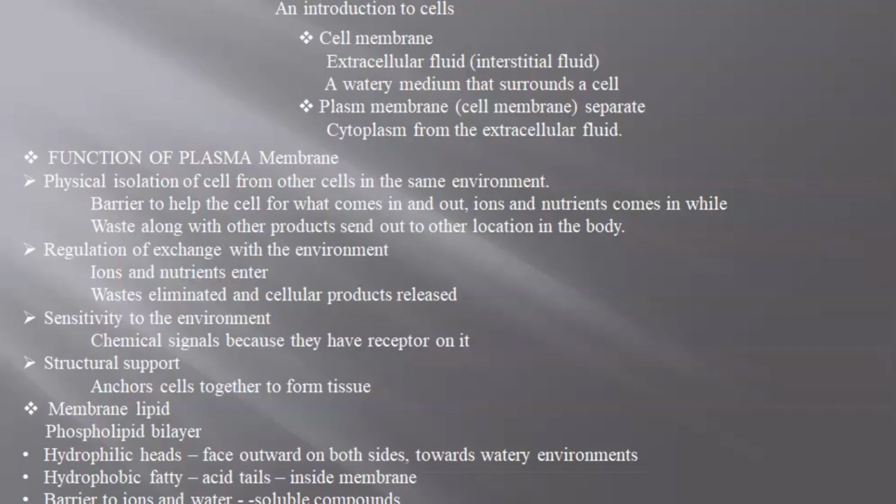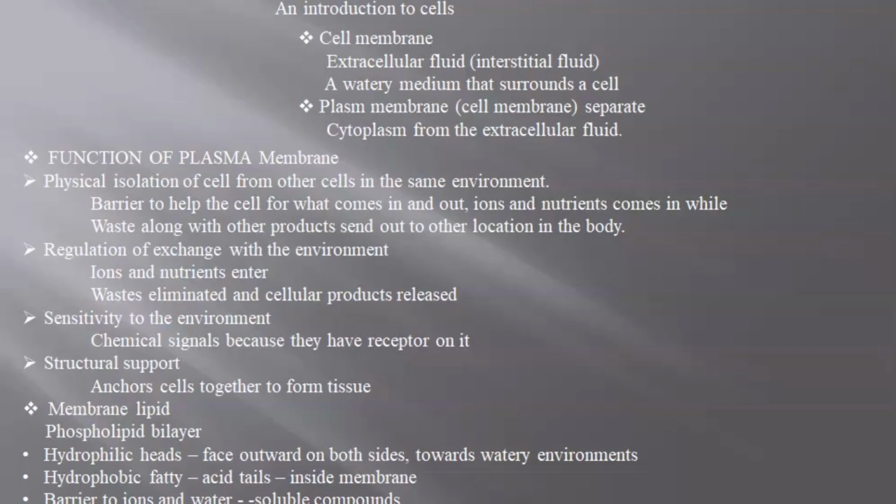Then, what is the function of this plasma membrane? Number one function is physical isolation of the cell from other cells in the same environment. They are able to do this by providing a barrier to help control what comes in and out. Those things that come in and out are ions and nutrients that come in, or the waste material that is removed along with other products out of the cell to other locations of the body.